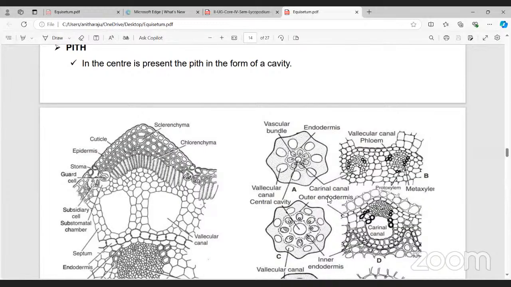This is also another important point. Inside the vascular bundle, exactly in the xylem, the carinal canal is also present. You can see a dot-like structure in the xylem; this is called the carinal canal. And the central pith is the central cavity or medulla.